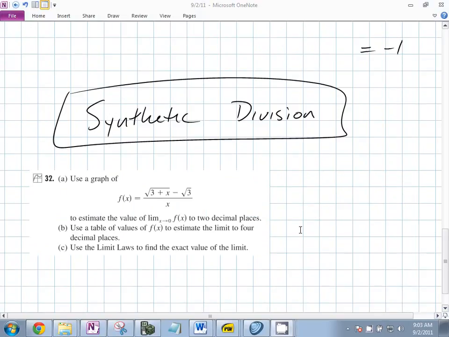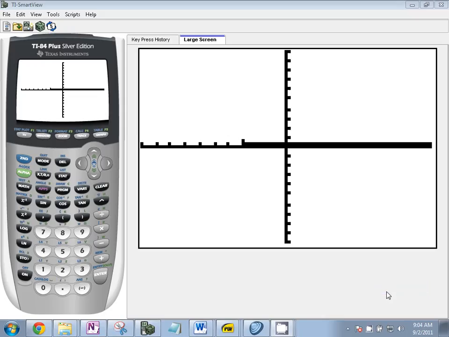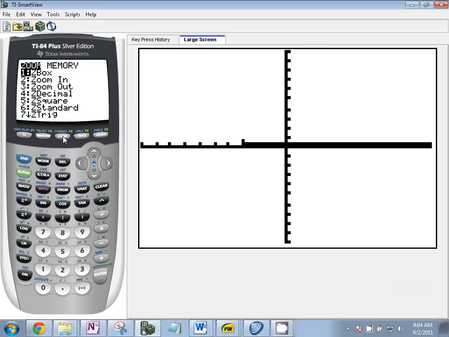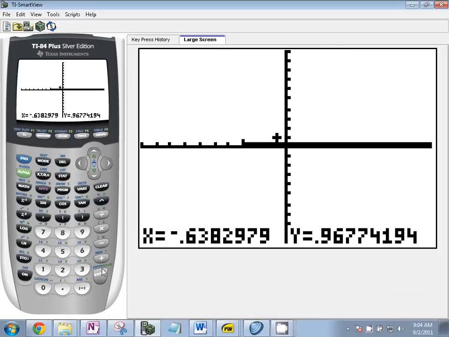Use the graph to estimate the value of the limit as x goes to 0. So, did you use your graph? Yeah, I'll do this. So what's a good zoom to do here? Zoom box, or you can just zoom in. I like doing zoom box because it allows me to zoom in real far.